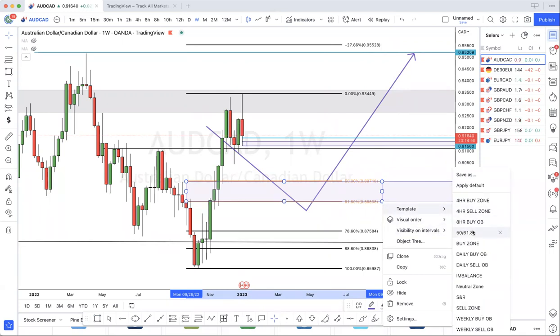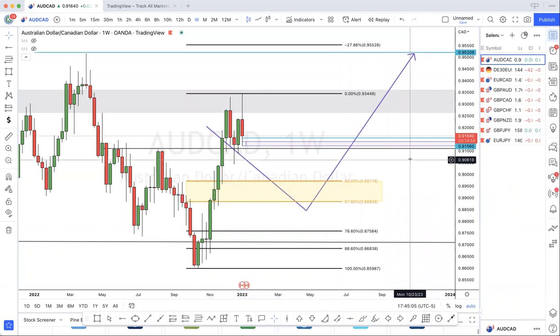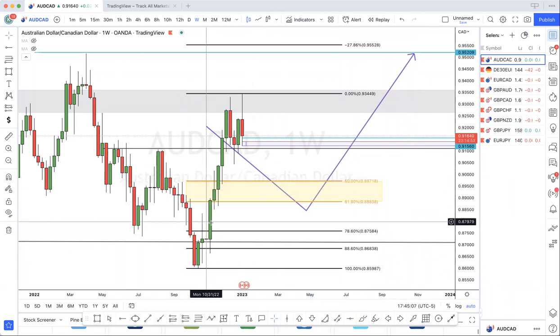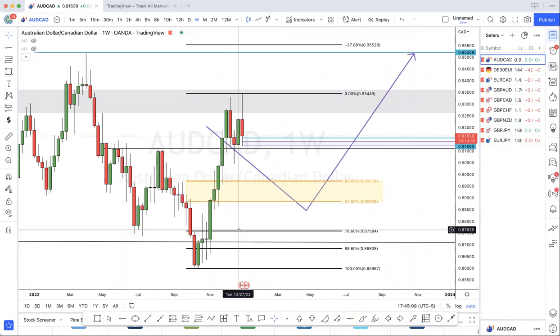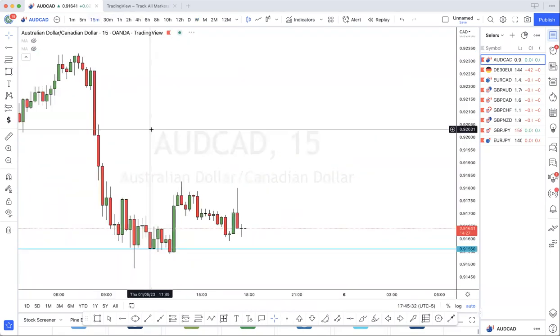Because I want it to come to the 78. If it comes to the golden zone, then it goes to the golden zone. If I miss it, then I'm going to wait for the other breaks of structure to the top side. I just wanted to see where it fell on the lower time frame based on what price was doing.